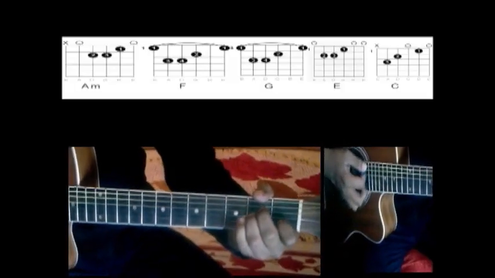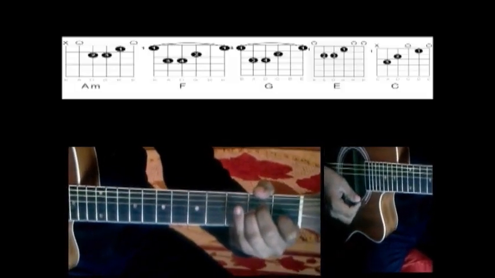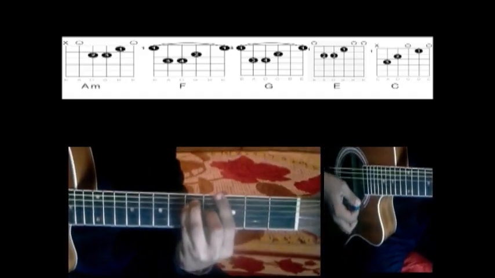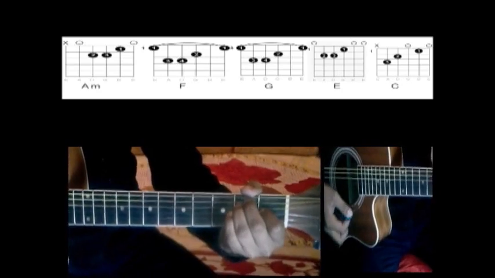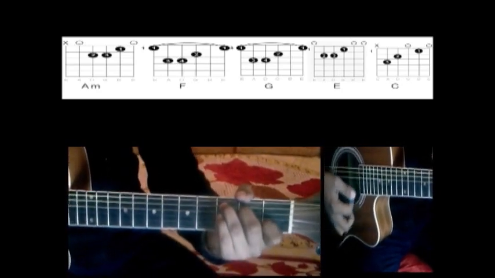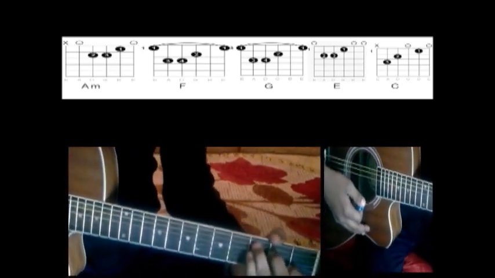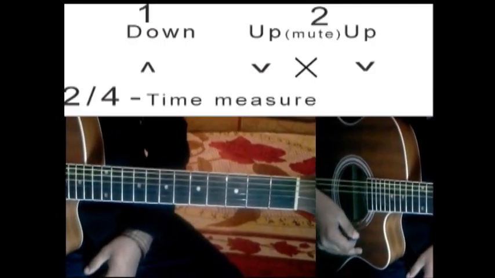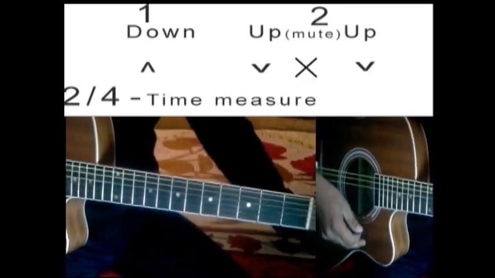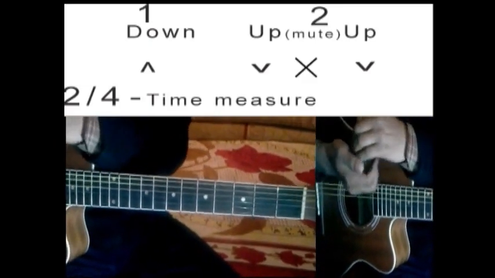This starts from A minor, and the other chords used are G, F, E, and in one place there is C. With these five chords you can play through the whole song. The strumming pattern used in this song is in 2x4, but the chord progression is in 4x4.